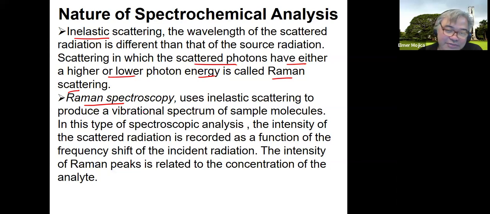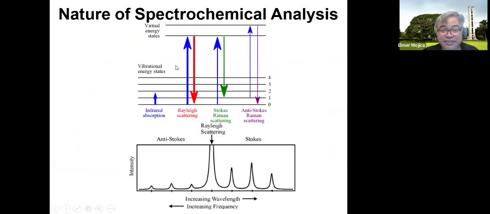Okay? So Raman spectroscopy uses inelastic scattering to produce a vibrational spectrum of sample molecules. In this type of spectroscopic analysis, the intensity of the scattered radiation is recorded as a function of frequency shift of the incident radiation. And this intensity of the Raman peak is related to the concentration of the analyte. So if you look at this, this is the energy level that you have for the scattering. As you can see, it's very different from infrared, although they complement one another. So IR together with Raman is a very powerful tool.